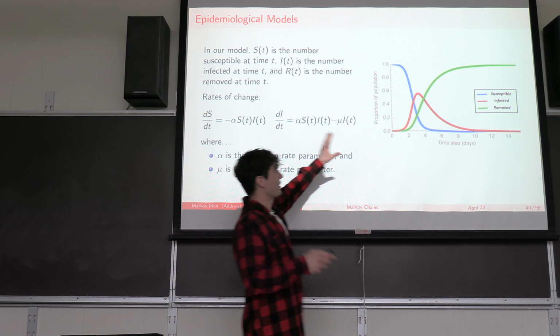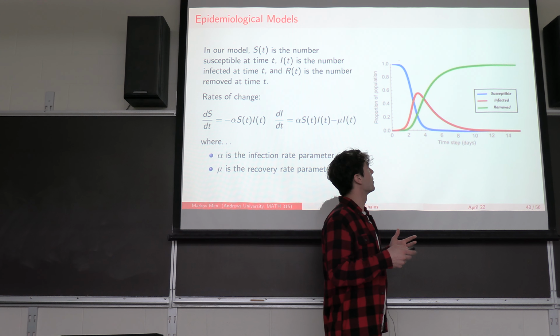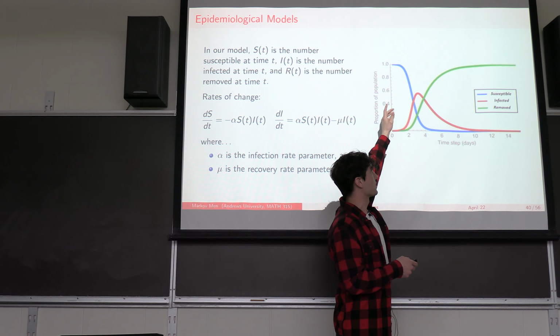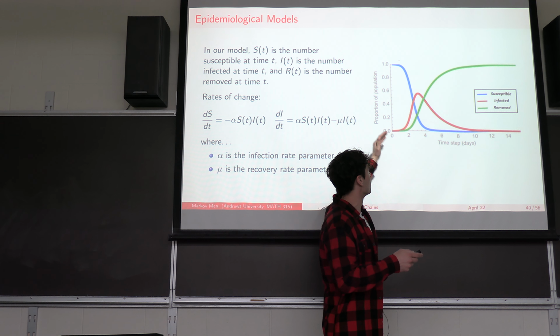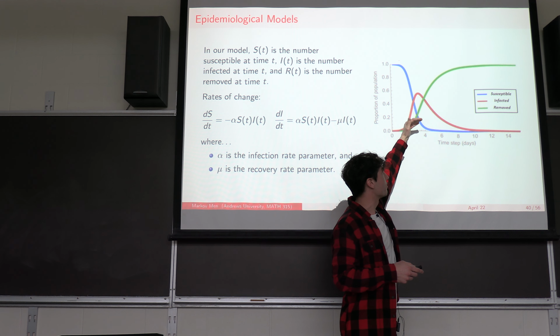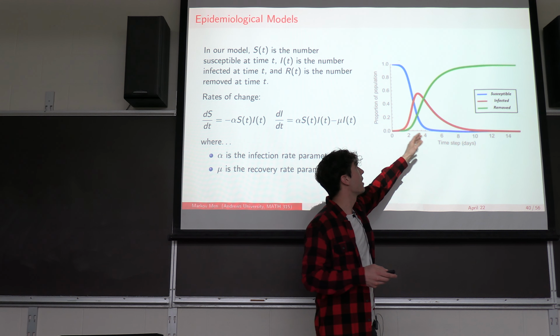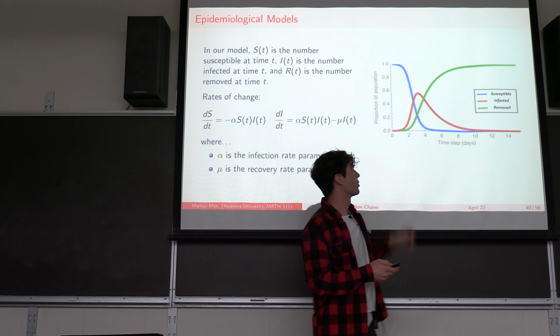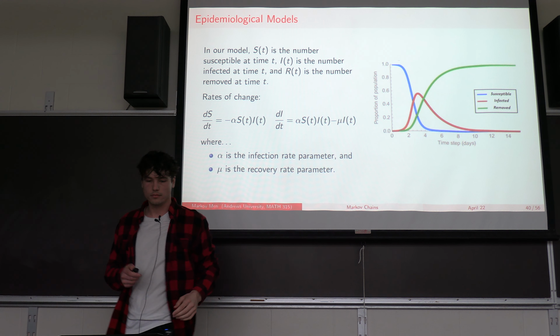So if we look at this graph, it gives us an example of kind of what's going on here, right? Most of the population in this example is just starting off susceptible. And then over time, the population begins to get infected. And then eventually, if you go on far enough, everyone ends up in the removed state, meaning that, as we saw earlier, it's an absorbing state.